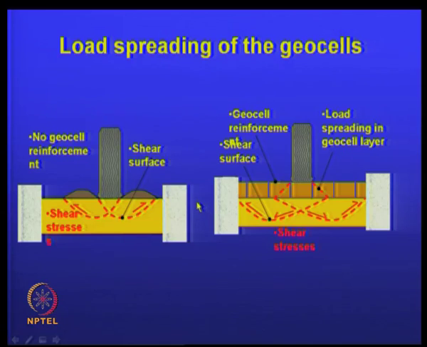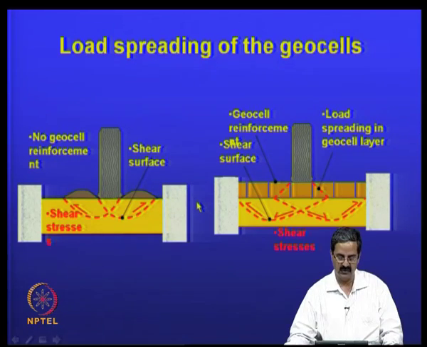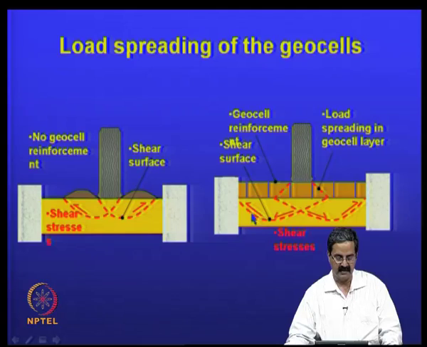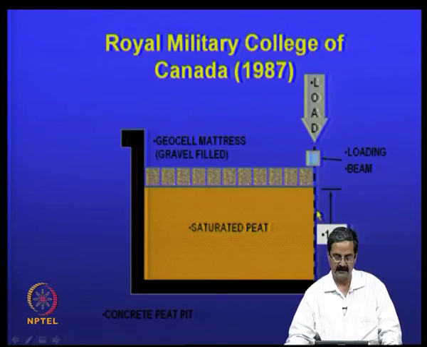Some experimental evidence has shown that, because of this confinement, the failure planes are not allowed to develop. In this case, the failure surfaces are all restricted to this area, and then they form like this. It is an advantage here.